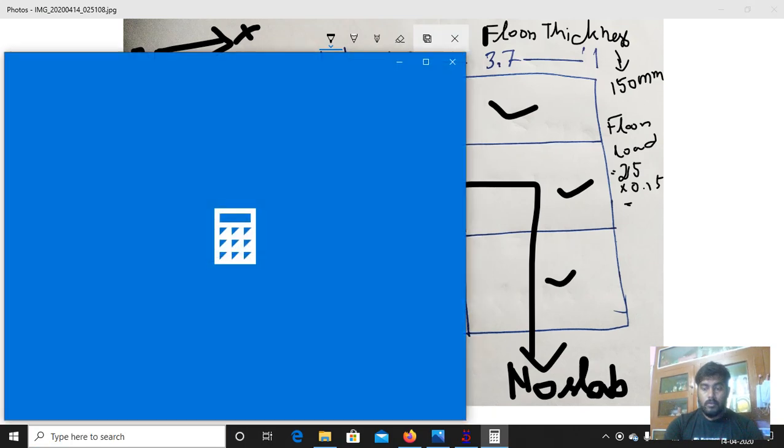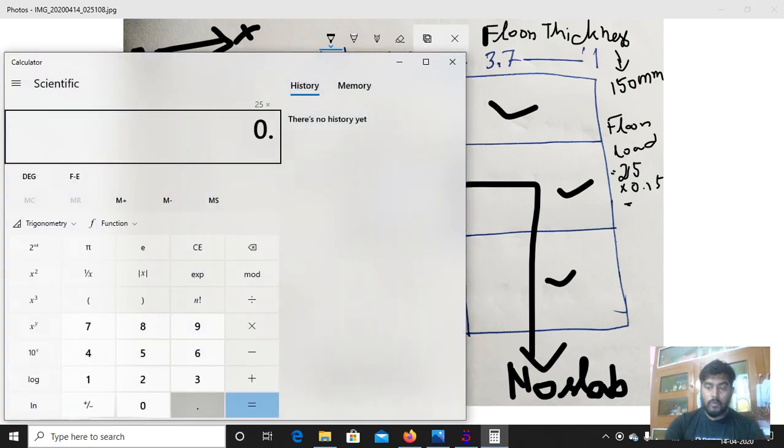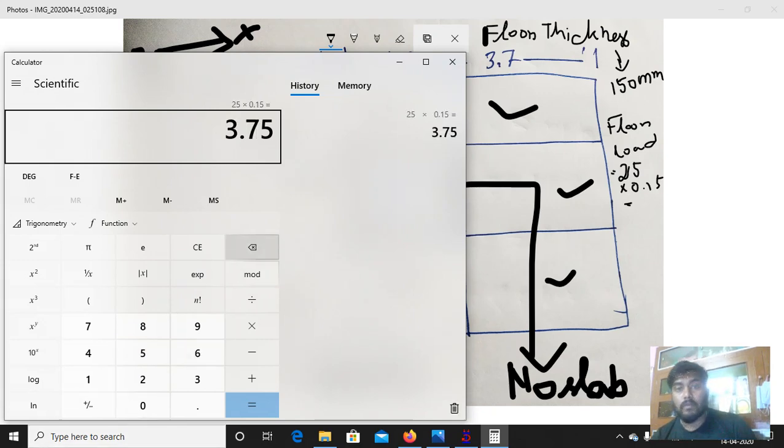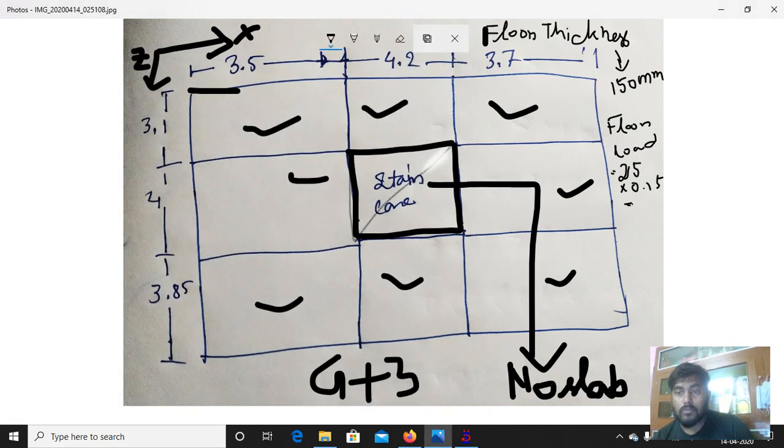Calculator, 25 into 0.15, I think it is 3.75. So we are getting the floor load value equal to 3.75 kilonewton. What will the unit be? Kilonewton per meter square, because the density is in kilonewton per meter cube, so the load coming has the unit kilonewton per meter square, because 0.15 in meters is multiplying with 1, so 3.75. So we have to put the value.